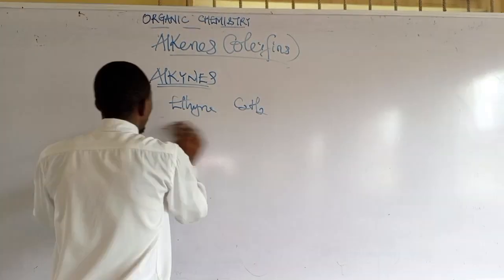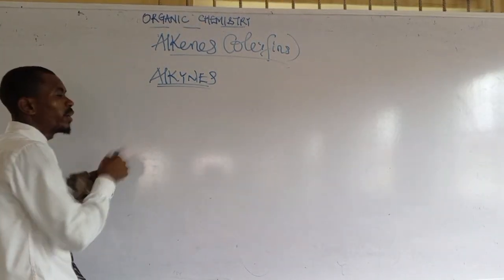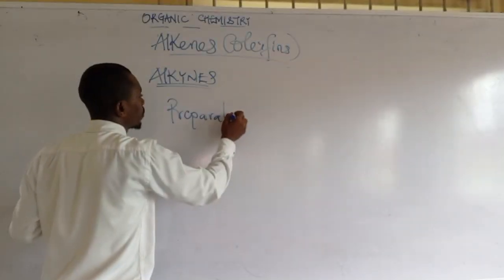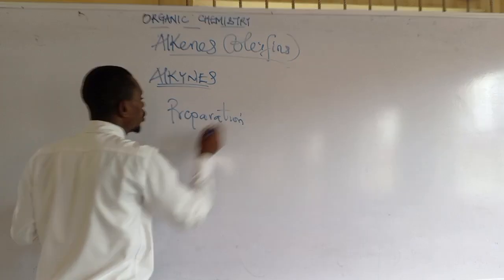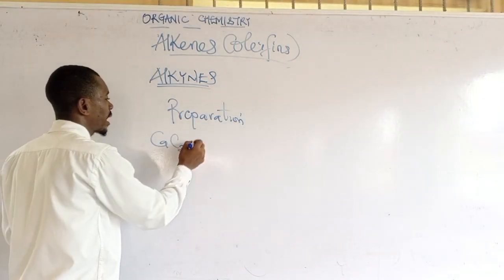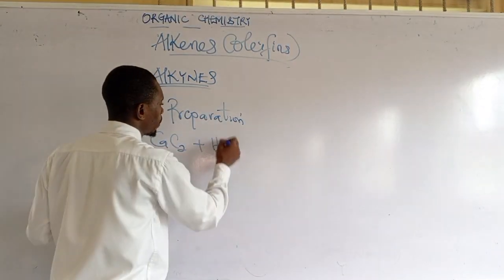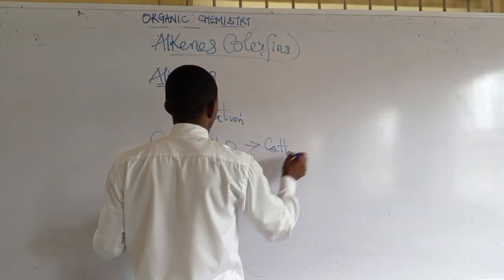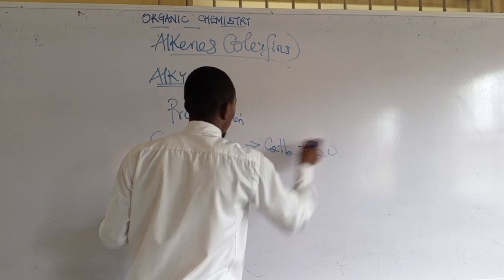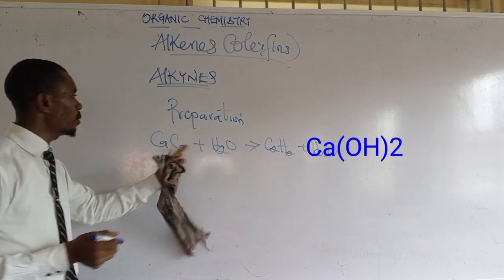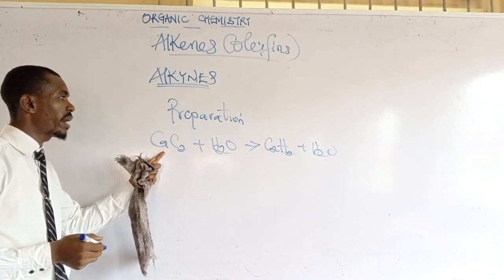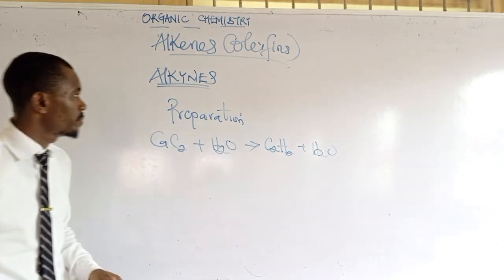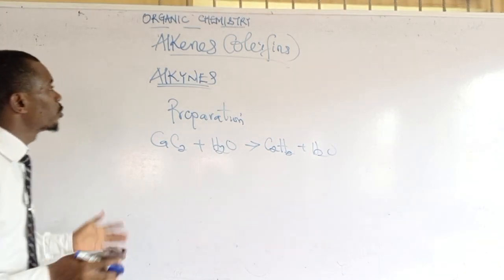How do you prepare them? Laboratory preparation is by the action of cold water on calcium dicarbide. So we get C2H2, and we have calcium hydroxide formed. So the action of cold water on calcium dicarbide will form ethyne. That is basically how ethyne can be produced.